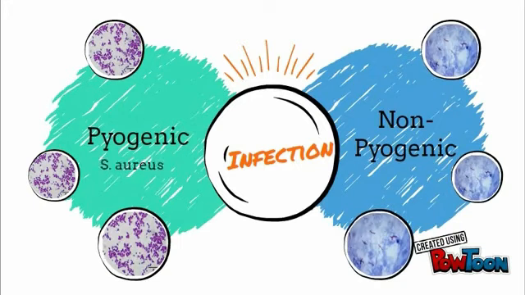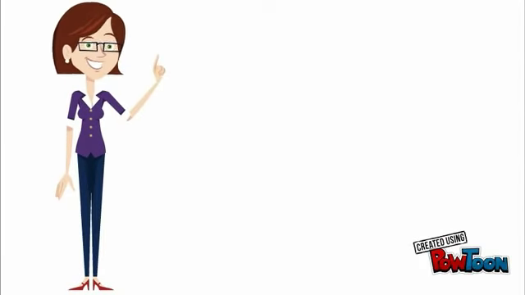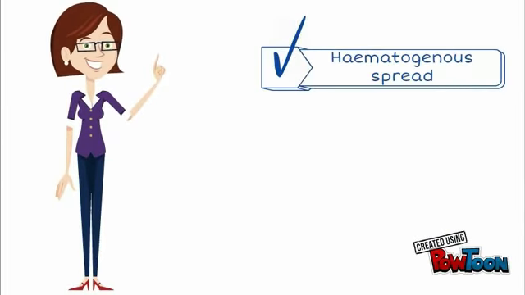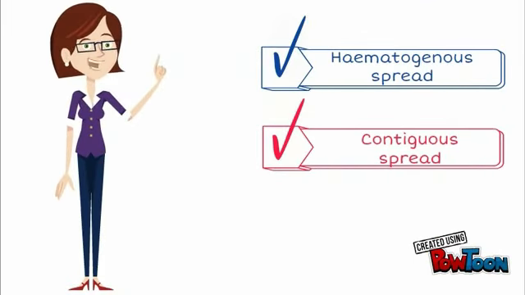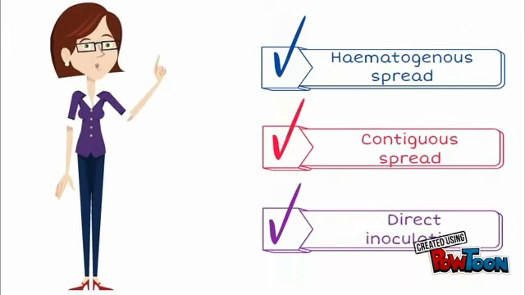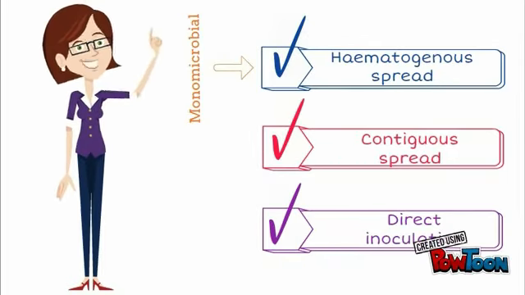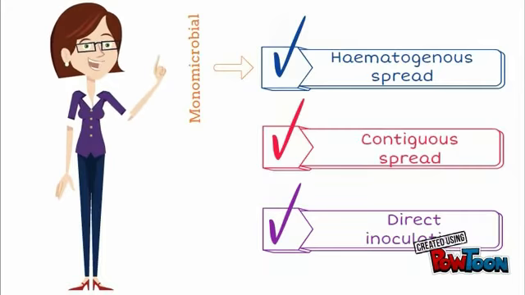Staphylococcus aureus is the most common cause of pyogenic osteomyelitis, and the most common cause of non-pyogenic osteomyelitis is Mycobacterium tuberculosis. There are three main mechanisms by which infection can get into the bone. Osteomyelitis can occur as a result of hematogenous seeding during a bacteremic episode, contiguous spread of infection from adjacent soft tissues and joints, or by direct inoculation of infection into the bone as a result of trauma or surgery. Infection resulting from hematogenous spread is usually monomicrobial, while osteomyelitis due to contiguous spread or direct inoculation is usually polymicrobial.